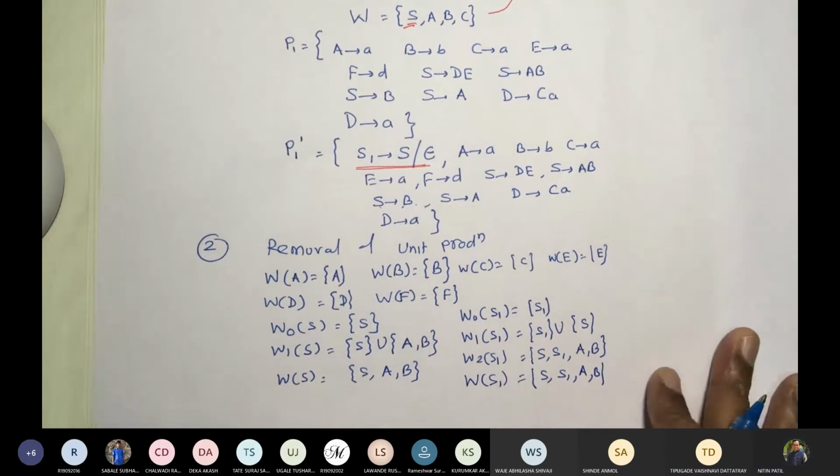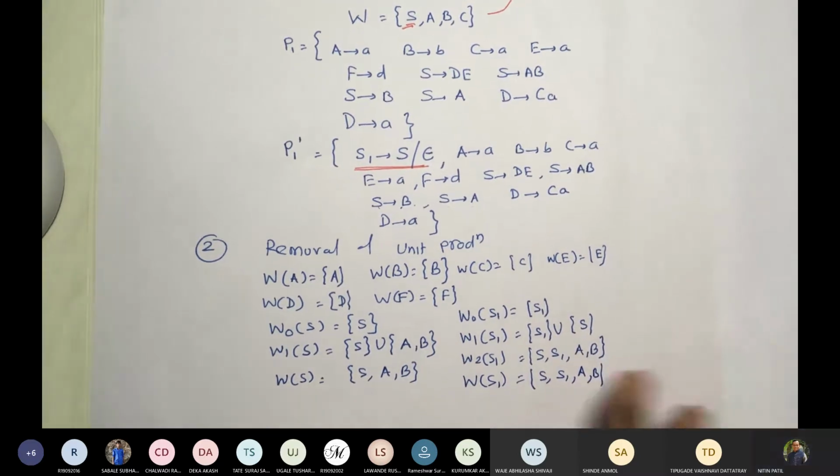Correct? And now what would be your production set? Let us try to construct the production set for this.